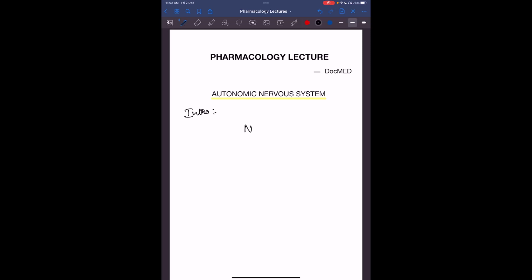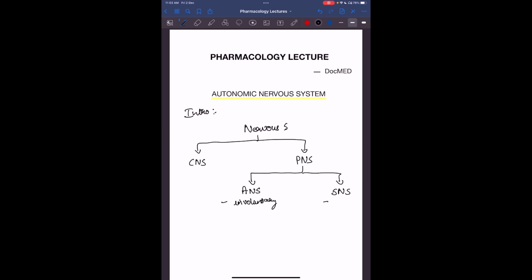So our nervous system is divided into two parts: the central nervous system and the peripheral nervous system. Our peripheral nervous system is again subdivided into two parts: the autonomic nervous system and the somatic nervous system. The autonomic nervous system is involuntary, it's not under our control, whereas the somatic nervous system is under our control. It's voluntary.